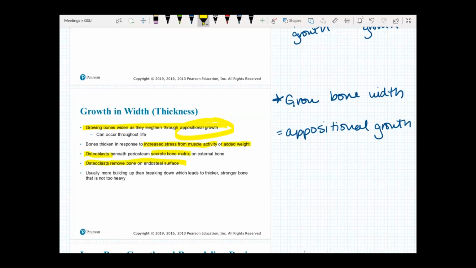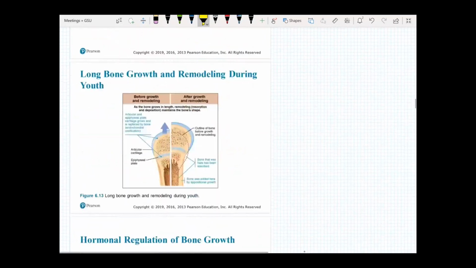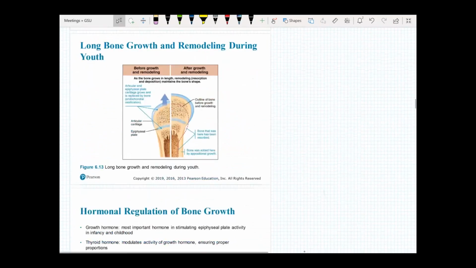You're not just adding new. You are building up and then you're breaking down, and this leads to thicker, stronger bones. So you're not just replacing more bone on top of bone. You're actually breaking down and replacing. So here's an example of long bone growth and remodeling.